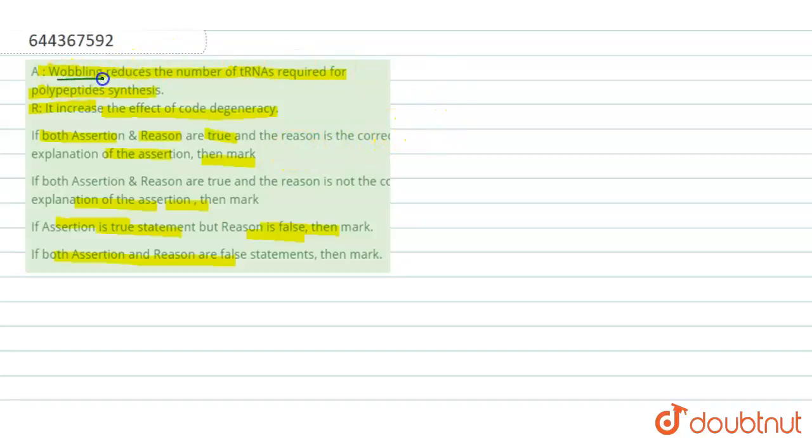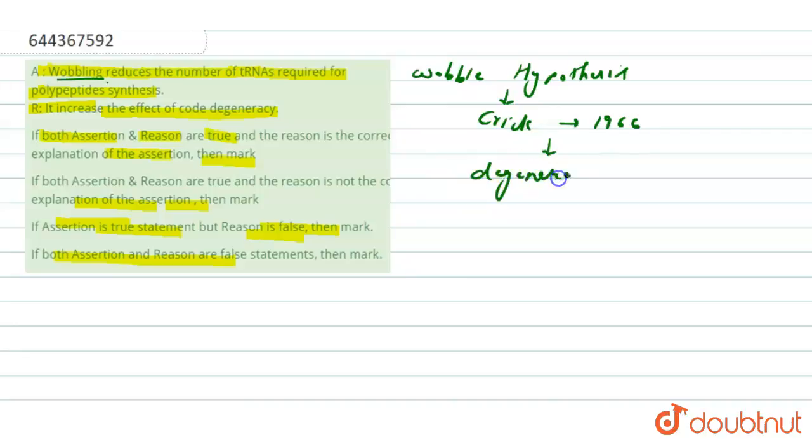So if we talk about the wobbling, which is known as the wobble hypothesis, right? So this hypothesis was firstly proposed by the scientist whose name was Crick in the year 1966, right? So this hypothesis explains the degeneracy of genetic code, right? So the degeneracy of codons accounts for the unequal distribution of different amino acids in a protein, right?